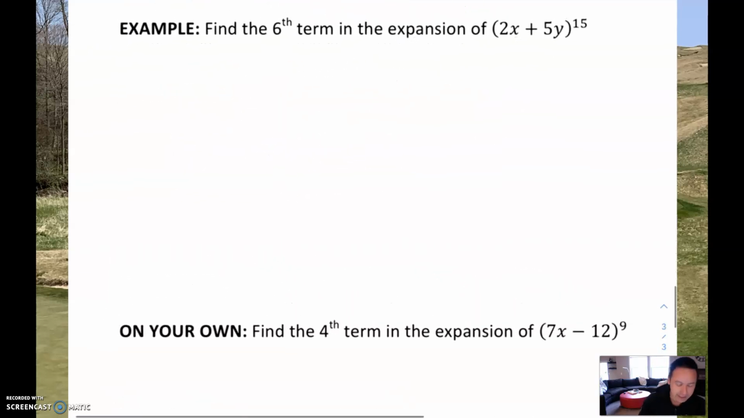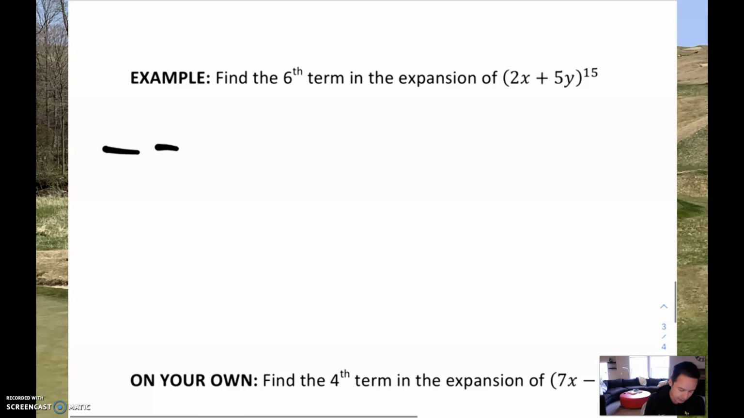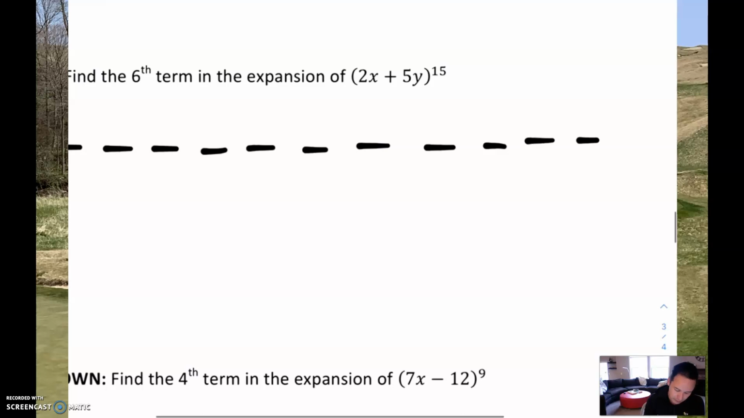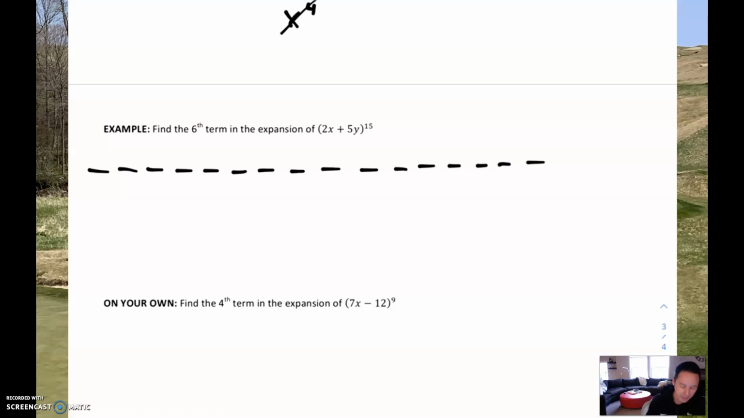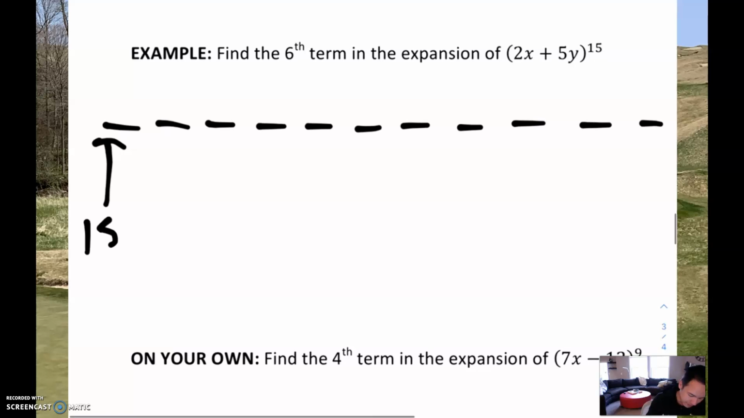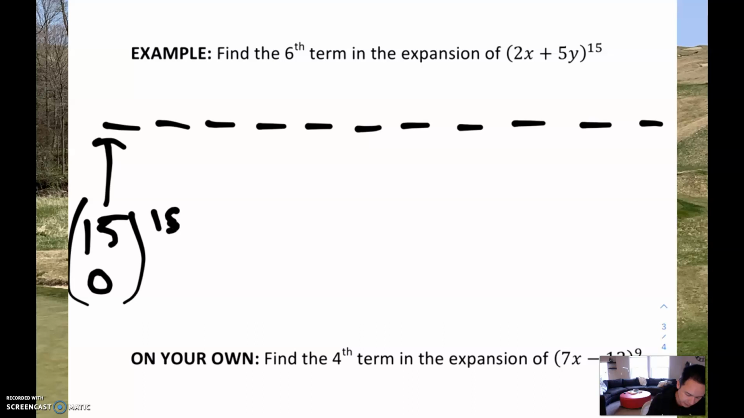This one says find the 6th term in this expansion, 2x plus 5y to the 15th power. Now, you'll remember if you have to the 15th power, there's actually 16 terms. I'll draw 1, 2, 3, 4, 5, 6, 7, 8, 9, 10, 11, 12, 13, 14, 15, 16. There's going to be 16 terms here. And for Pascal's triangle, to find that first one, it would be 15 choose 0.